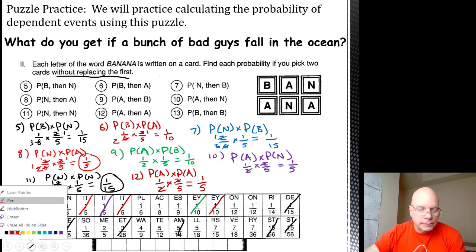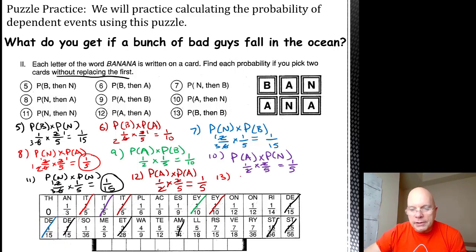13, probability of B then B. Probability of B multiplied by probability of B. The probability of getting the first B, there's only 1 B, so 1 out of 6, 1/6. And then the probability of getting a B after we get that first B, if you've got this B covered up with your thumb, how many favorable outcomes are there? Of these 5 tiles, do you see any other B's? No, so there are 0 favorable outcomes out of 5 possible outcomes. And if you want to multiply those, you can go ahead, but 0/5 is 0, so anything multiplied by 0 is 0. You get 0/30 if you multiply across, but that's 0.